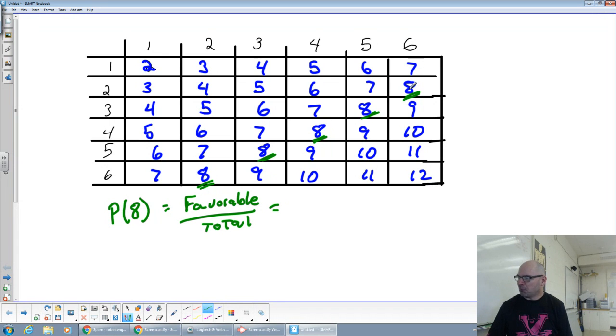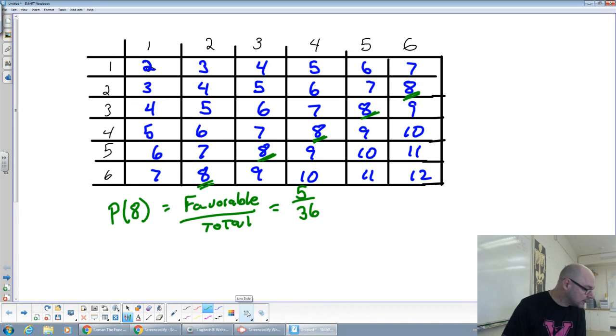Okay, so favorable is 1, 2, 3, 4, 5, and the total is 6 by 6, which if you count all these, there's 36 squares in there. So that's the probability of rolling an 8. So that's the first part. The second part says drawing a heart from a standard deck of cards. Okay, so now we don't use this diagram.